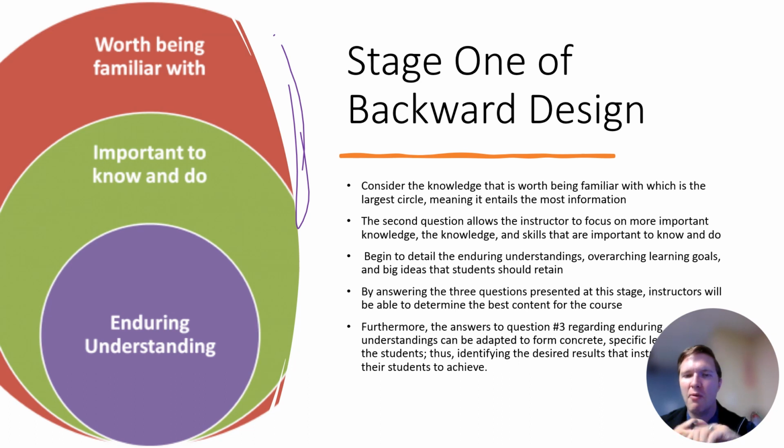Now this is okay, I want them to know all this. I want them to be familiar with all this. But out of this, what's important? What are the big things that we should stress? Right? Then when we do that, we begin to detail the enduring understandings, the overarching goals, the big ideas that the student should retain. Now, by answering these questions, we can see what the enduring understanding needs to be, what the primary focus is. Now we can focus our class activities towards those. So we can focus on getting them to that desired outcome with that content.